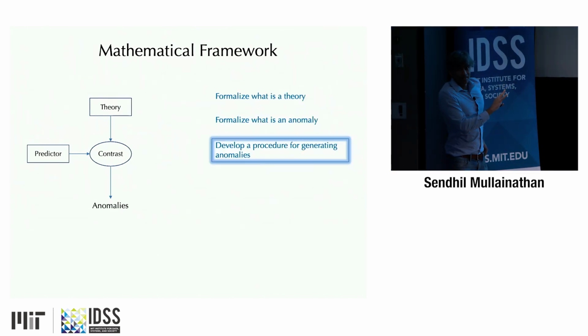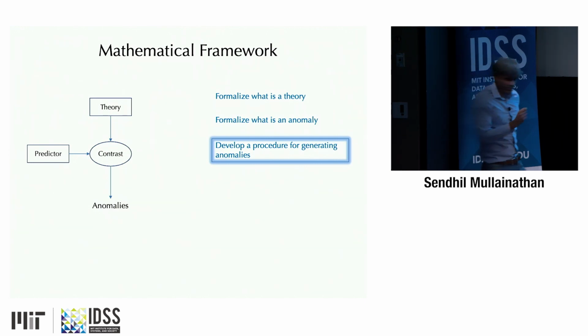I'll skip that because I've got like 5 minutes left. What I want to do is to then say, once we have those formalized, the interesting bit is, what does it look like to automatically generate an anomaly?